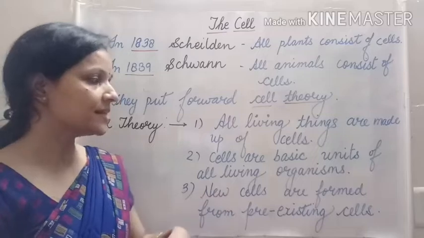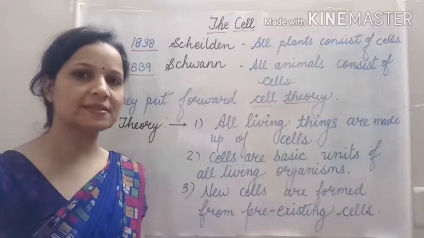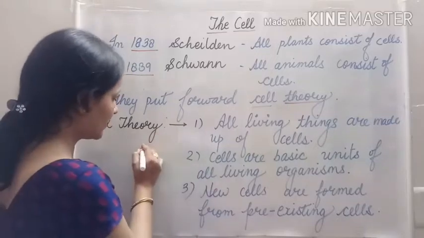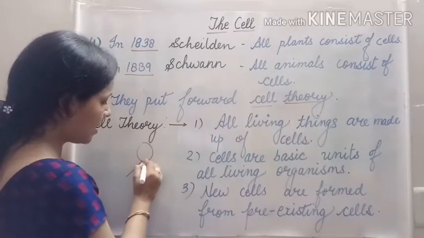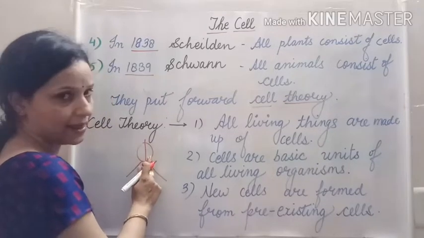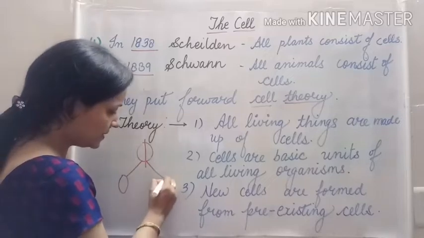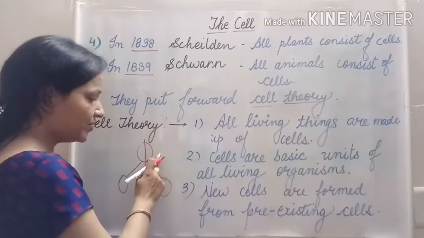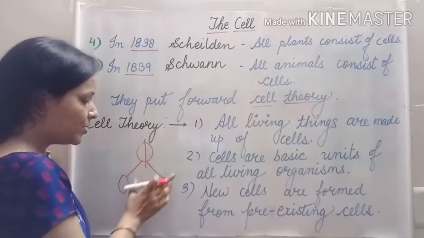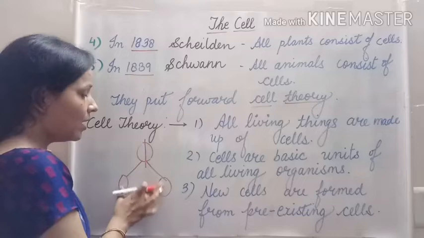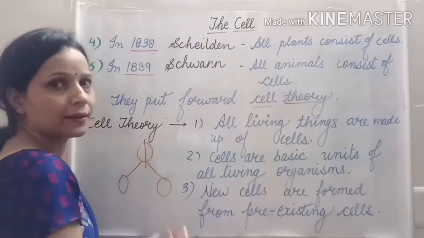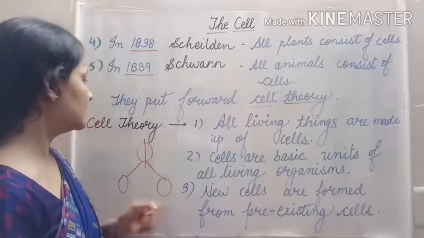Third, new cells are formed from pre-existing cells. According to this theory, new cells are formed by the division of old cells. Okay, new cells are formed from the pre-existing cell, or we can say new cells are formed by the division of the old cell. Okay, so this is the cell theory.